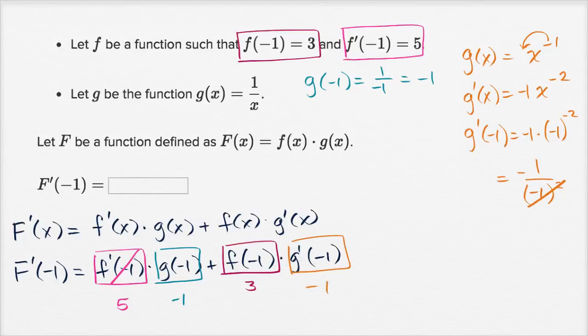And so we have 5 times negative 1, which is negative 5, plus 3 times negative 1, which is negative 3, which is equal to negative 8. So capital F prime of negative 1 is equal to negative 8.